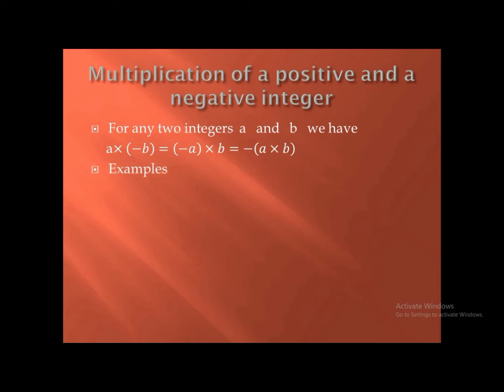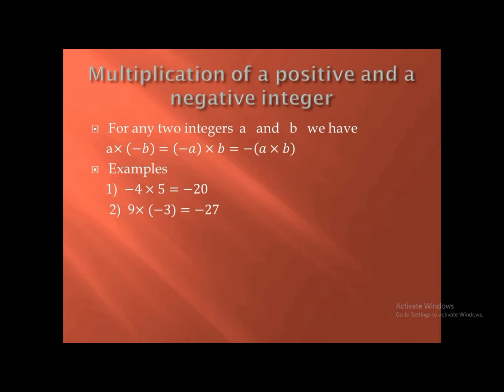Look at these examples. Negative 4 into 5. Here the given integers are of different sign, so the sign of the product is negative. And 4 into 5 is 20, so the answer is minus 20. Second example, 9 into minus 3. Here also the integers are of different sign, so its product is negative. 9 into 3 is 27, so the answer is minus 27.